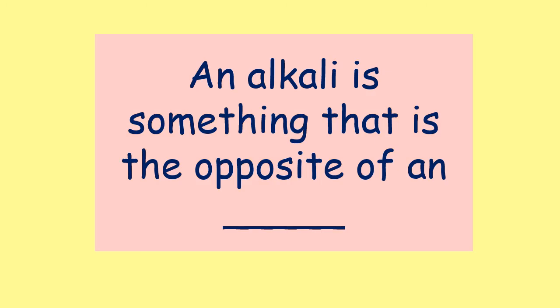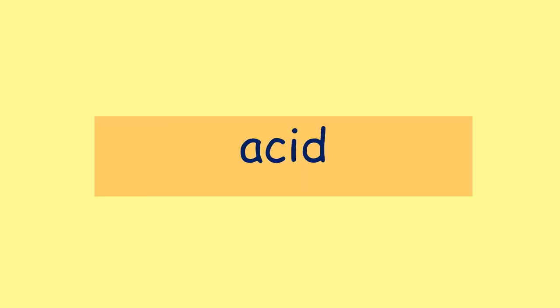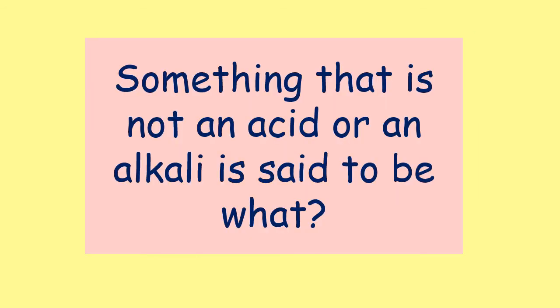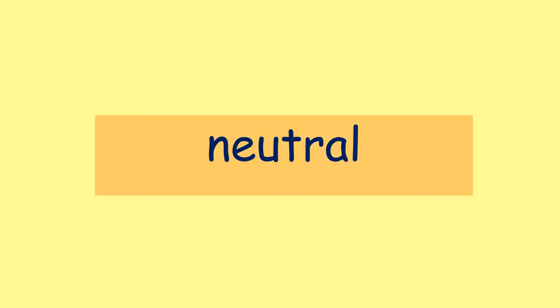So this one, what is the missing word? An alkali is something that is the opposite of an acid. Alkalis and acids are opposites. If something is not an acid and it's not an alkali, what would we call it? Well, that would be something that's neutral.